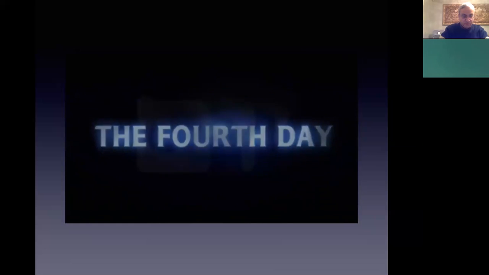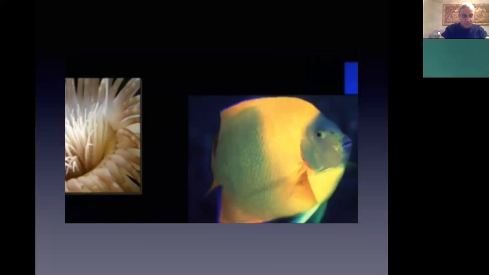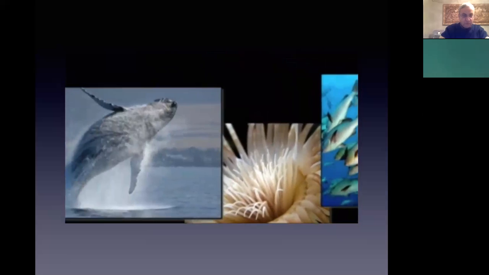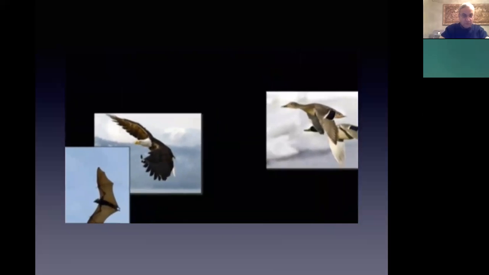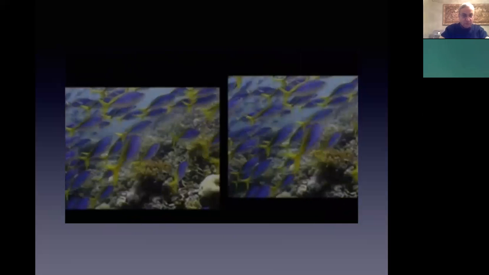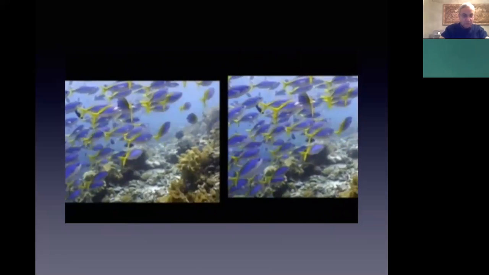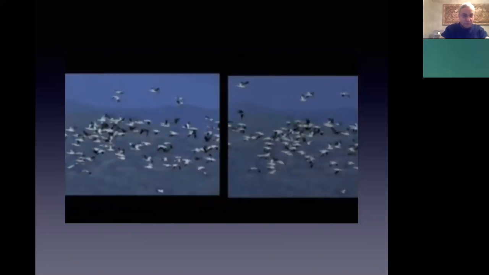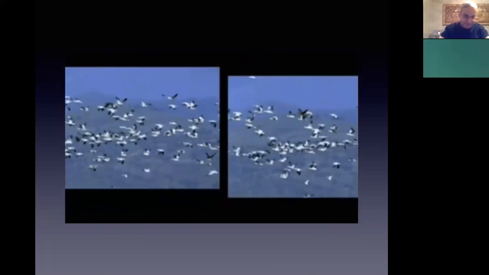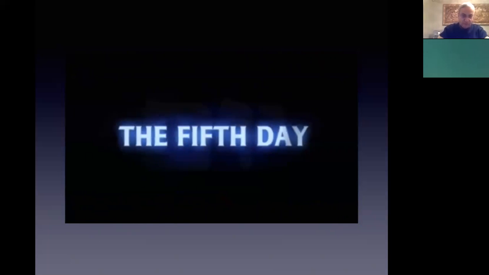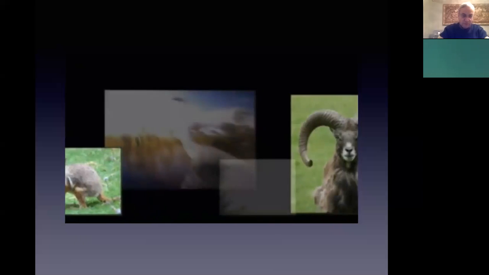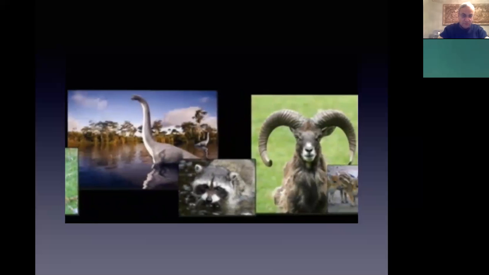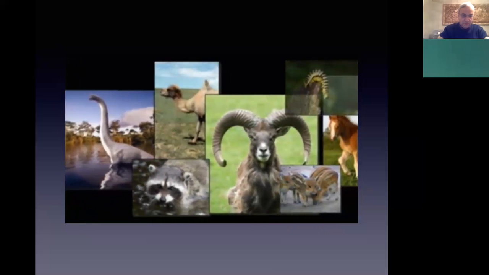And God said, let the waters bring forth abundantly the moving creature that has life, and birds that may fly above the earth across the face of the firmament of heaven. And God blessed them, saying, be fruitful and multiply, and fill the waters and the seas, and let birds multiply in the earth. The evening and the morning were the fifth day. And God said, let the earth bring forth a living creature after its kind, livestock and creeping thing, and beast of the earth after its kind. And it was so.